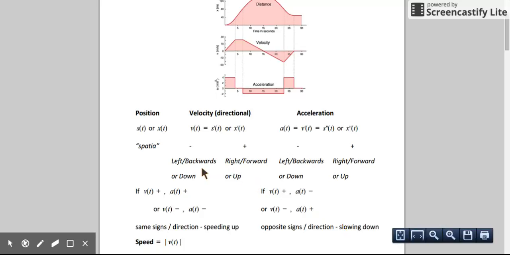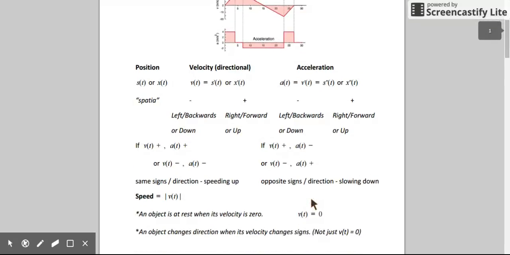If they're working together, if I am moving in a given direction and accelerating in the same direction, I must be speeding up. So if I am moving in a rightward or forward or upward direction, and I'm accelerating in the same direction, my object is speeding up. And likewise, if I was moving to the left, backwards, or downward, and I was accelerating in the same direction, I would also be speeding up. So we can speed up moving forward or backward. It doesn't matter. As long as our velocity and acceleration signs are the same, then we are speeding up. If they're opposite signs, then our object is slowing down.